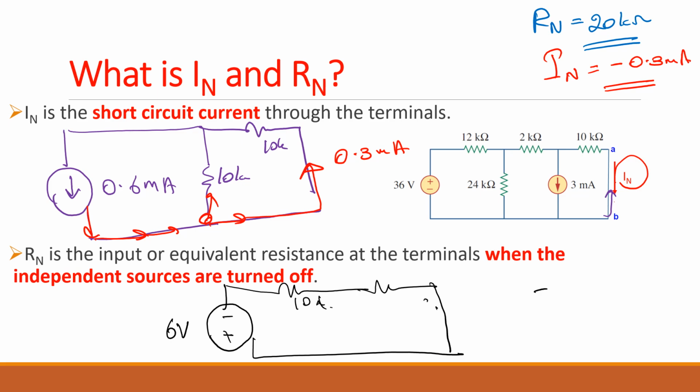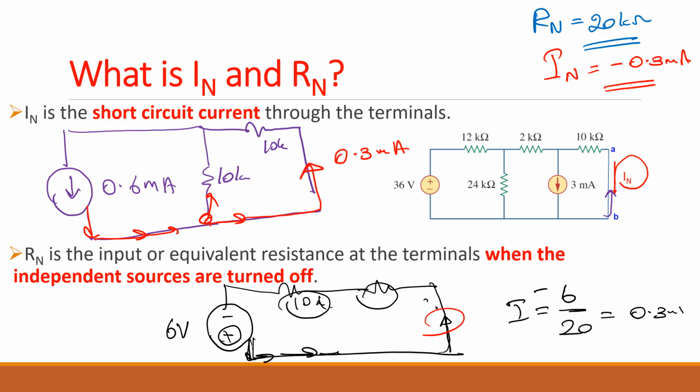So if you want to find the current here, the current is going out from the positive side. So current is equal to voltage, which is 6, divided by the total resistance, which is 20. So again you get 0.3 milliamps, again upward because it is going this way, isn't it? So that is giving you the same answer. Am I right? Any other questions? No questions? Can I move to the next question then?